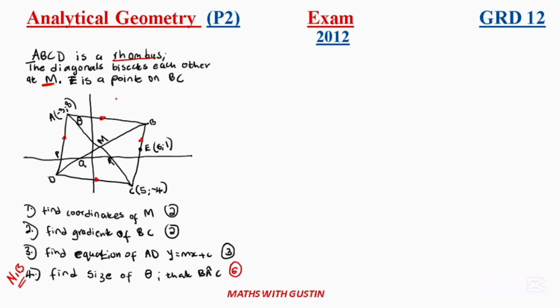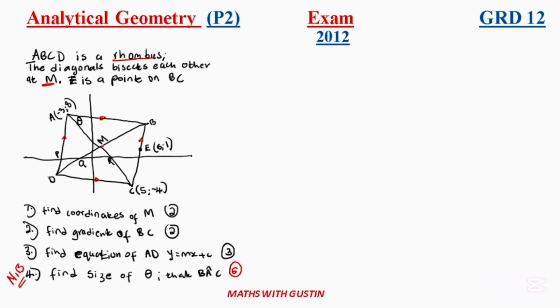All right, and then they said E is just a point that lies on BC. We can see that B doesn't have coordinates, and M also doesn't have coordinates. So now let's move on to question number one. Question number one says find the coordinates of M.